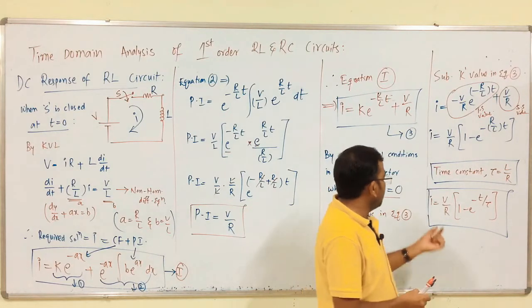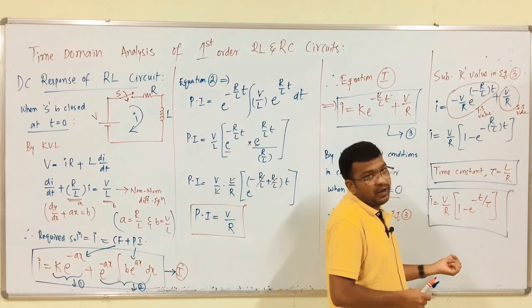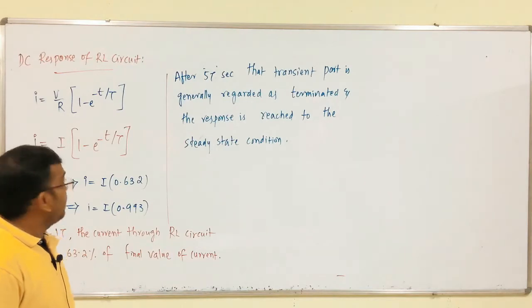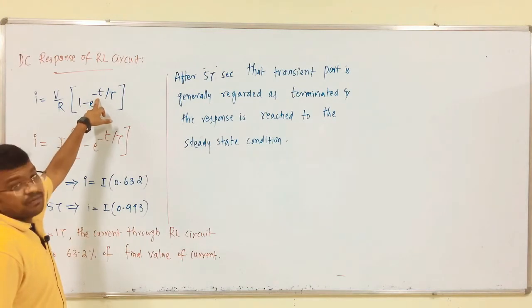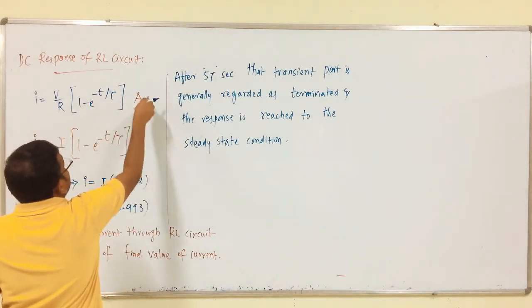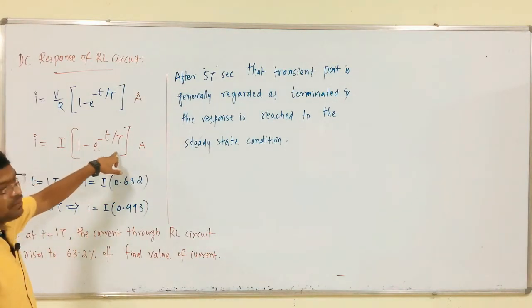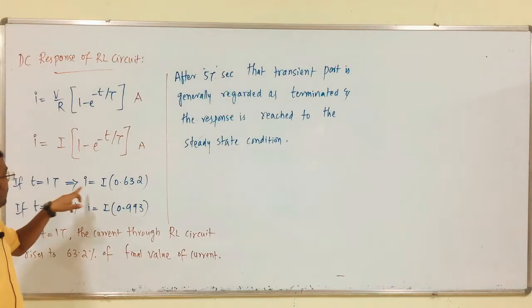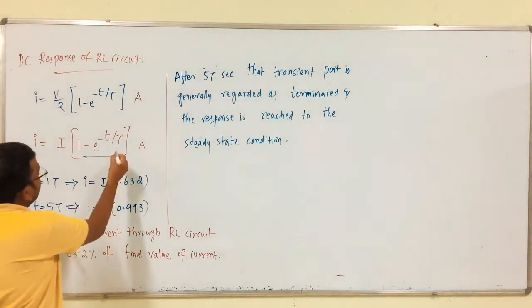So, here I is equal to V by R minus V by R into e power minus t by tau. This is the current in case of an RL circuit. So, we got the value of current as V by R into 1 minus e power minus t by tau amperes, where V by R is nothing but capital I, which is equal to 1 minus e power minus t by tau amperes. So, if the time is 1 tau, then the current is nothing but I into 0.632. This value is nothing but 0.632.